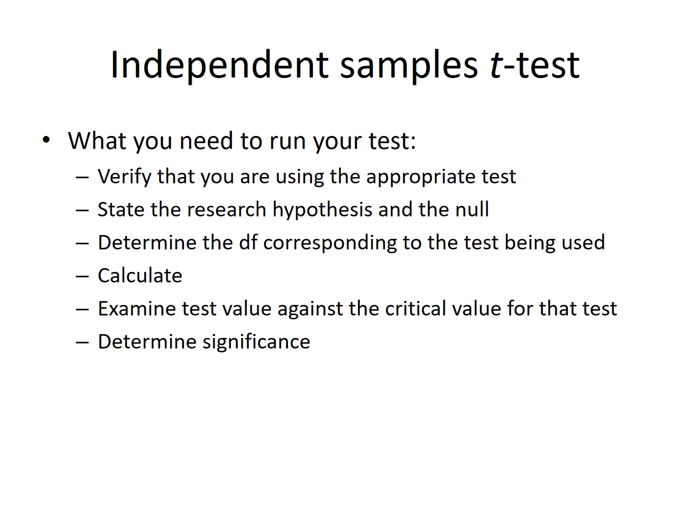If the obtained t-value is greater in absolute value than the critical value in the critical values table for that test, the result is significant. If the obtained t-value is lower in absolute value than the critical value from the table, that means it's closer to 0 than the critical value, then we retain the null and we do not have significance.